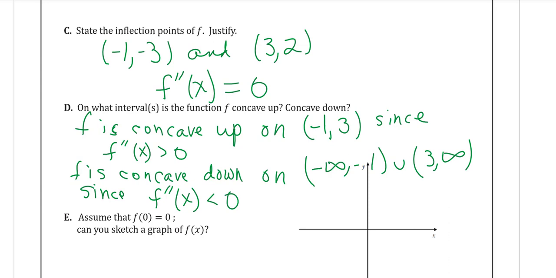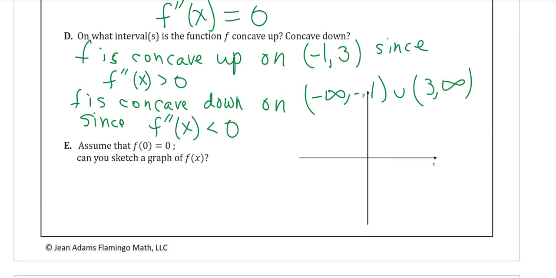Okay, assume that f of 0 is 0. So we have a point right here. See if you can sketch the graph. Okay, so here's what we know. Here's our A, way over here. Here's our B, and here is C. And we know that we have a max here, and we have a max at C. And we also know we have a minimum at B. And then we have inflection points at 1 and at 3.